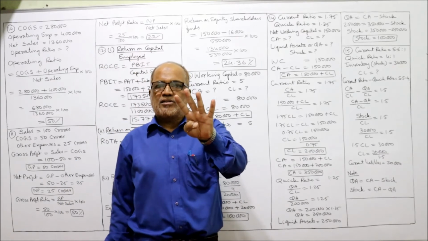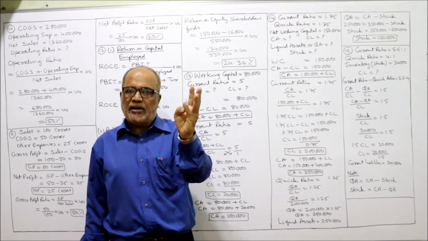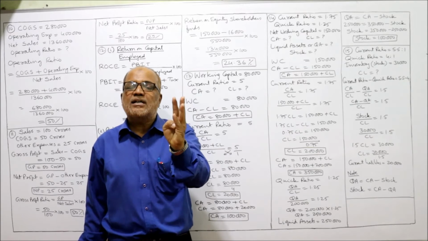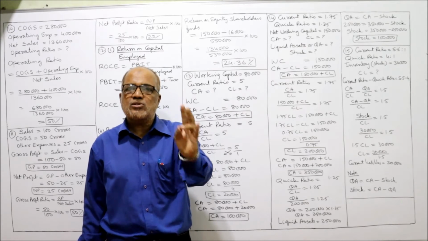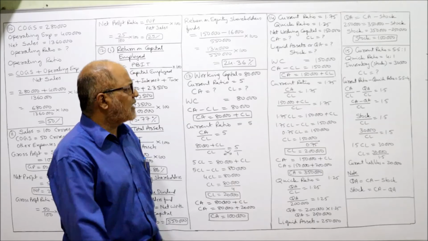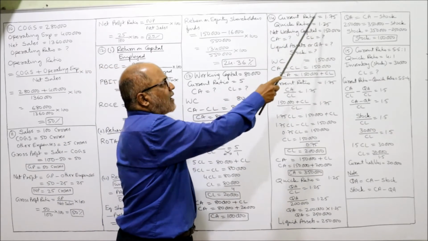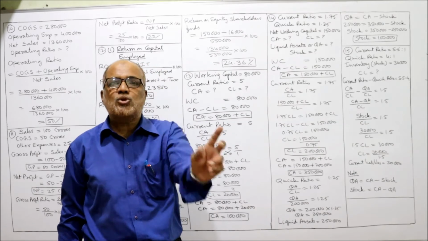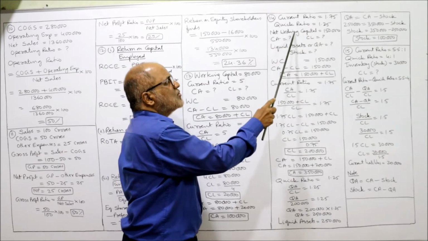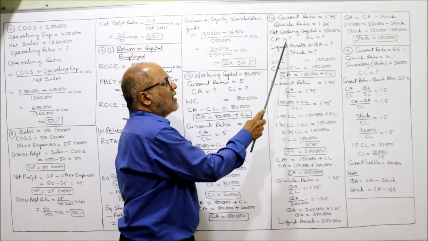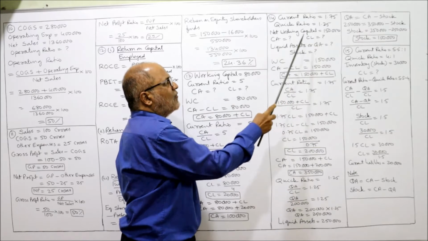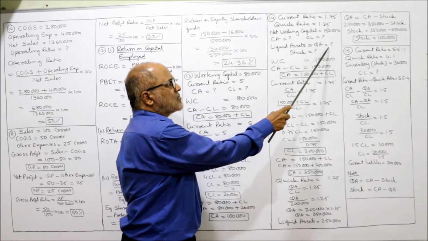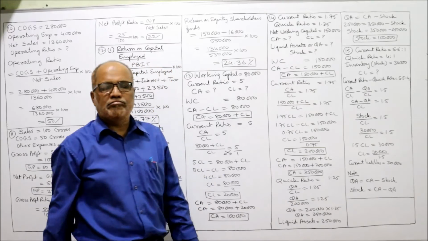4 items we have to calculate: current asset, current liability, liquid asset, and last one, stock. Liquid asset means quick assets. Very easily we can find out. Current ratio 1.75, quick ratio 1.25, net working capital 1,50,000. Current asset we have to find out, current liability, liquid assets or quick assets, and stock.